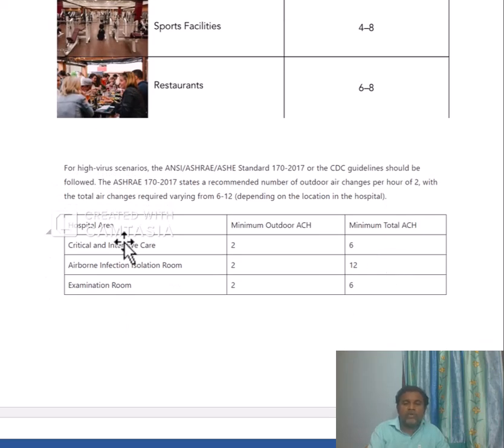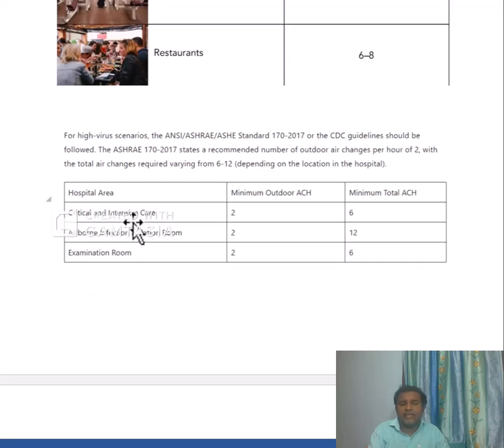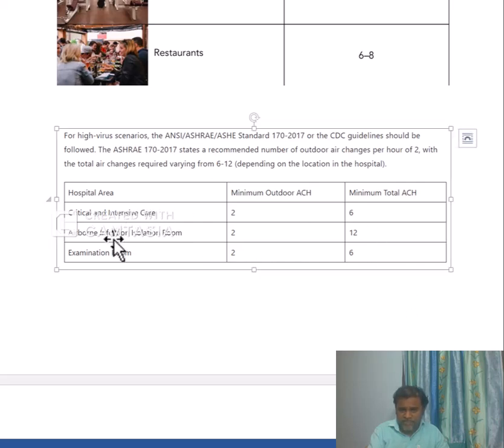Coming to hospital areas, you can see the critical and intensive care areas. The total ACH is given as 6 air changes per hour. So within an hour, the air has to be replaced 6 times. Airborne infection isolation rooms have 12 ACH. It's higher, I think. You can see here, examination room only 6.